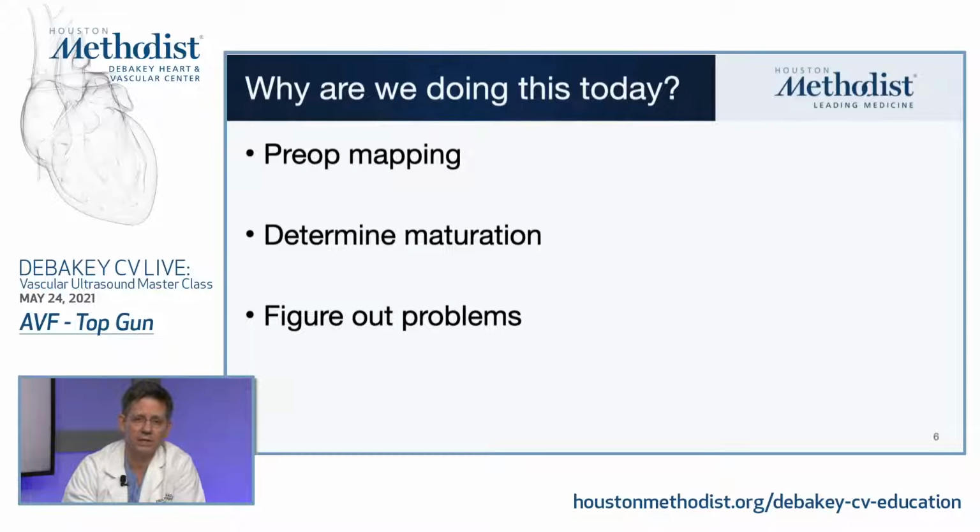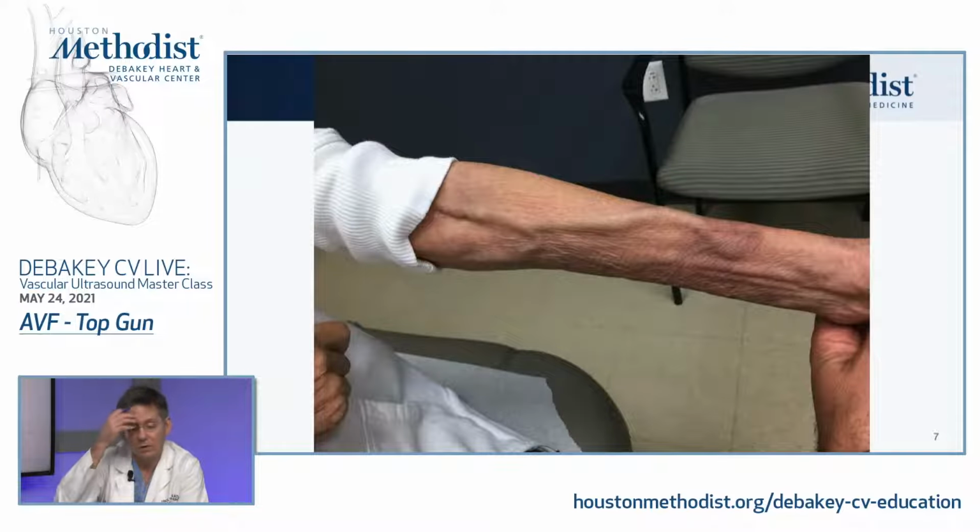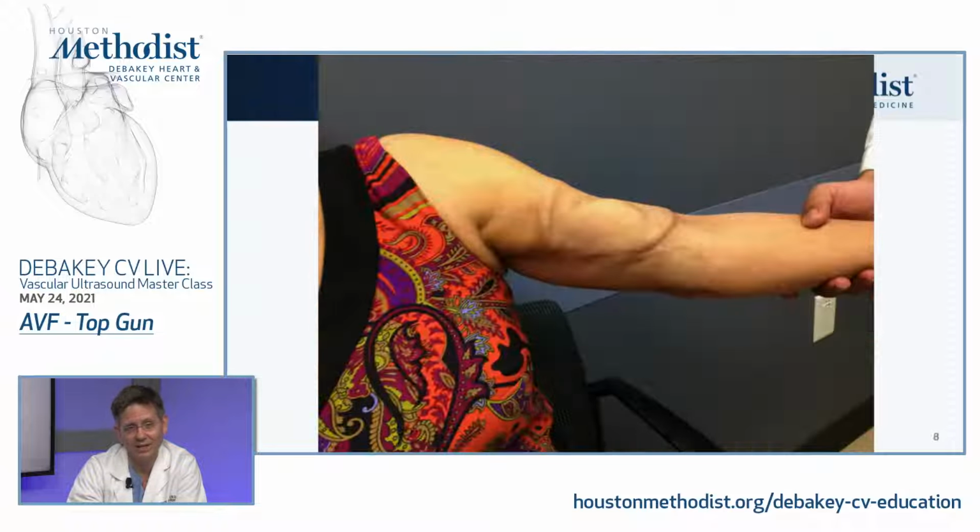Determining maturation, right? This is ultimately the goal, is to be able to use these things and then figure out problems. So if all the fistulas look like this, a big juicy vein running right up the forearm that you couldn't miss, then this would be no problem. But sadly, that's not the way they all look, right?